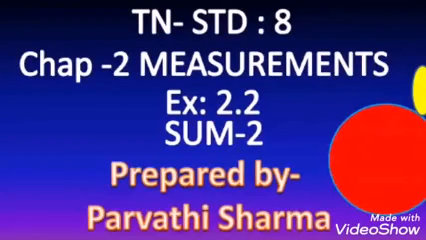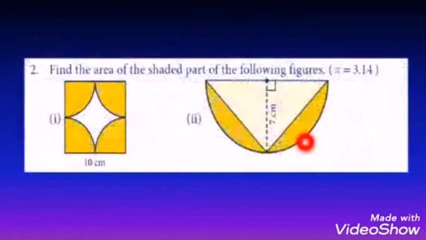Hello everyone. Now we are going to look into Standard 8 Chapter 2 Measurements. Exercise 2.2, Sum 2. The given sum is: find the area of the shaded part of the following figures. Pi is equal to 3.14. Here two questions are given.